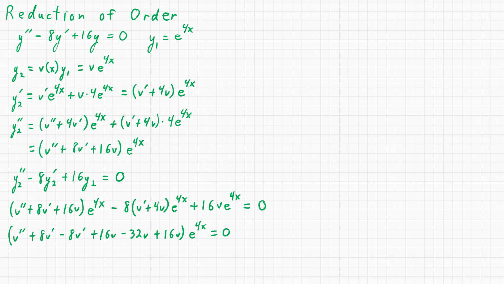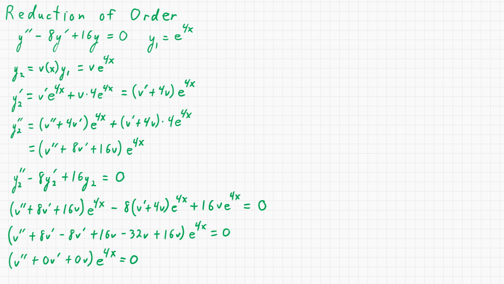Right, if you look at this, I have v double prime, so there's one of those. Then I have 8v prime minus 8v prime, so that's 0v prime. Then I have 16v minus 32v plus 16v. Well, that's 32 minus 32, so I have 0v. All times e to the 4x equals 0.